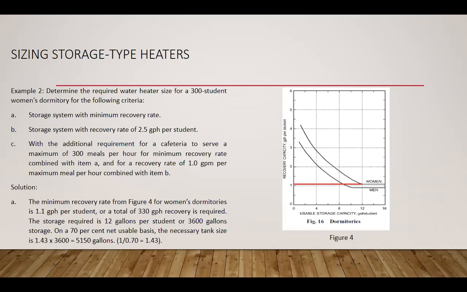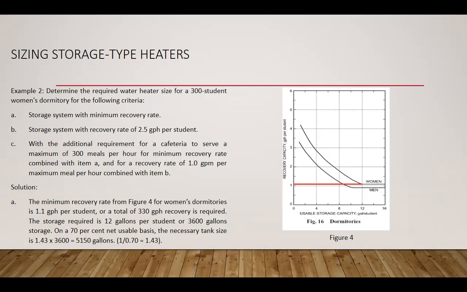So example 2, determine the required water heater size for a 300 student women's dormitory for the following criteria. A, storage system with minimum recovery rate. B, storage system with recovery rate of 2.5 gallons per hour per student. With the additional requirement for a cafeteria to serve a maximum of 300 meals per hour for minimum recovery rate, combined with item A, and for a recovery rate of 1.0 gallons per hour per maximum meal per hour combined with B. Yan. Dormitory and cafeteria yung isa. Ito C. So, solution. So, with the given required, so solution tayo.